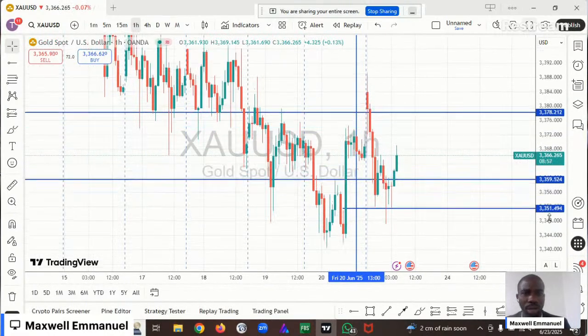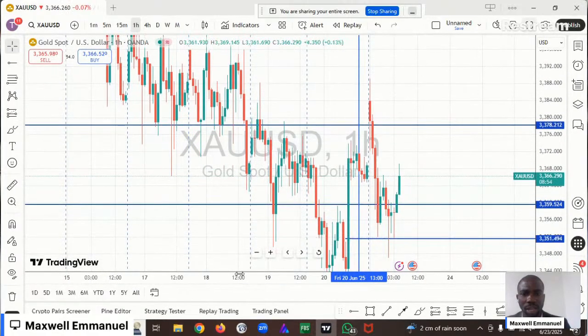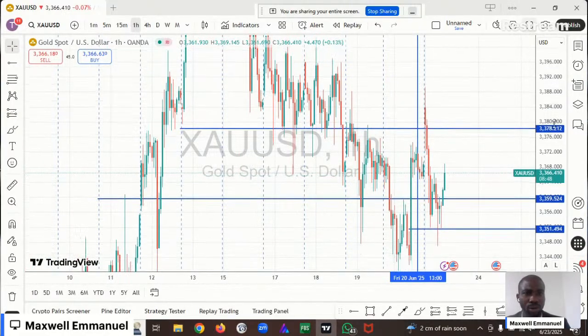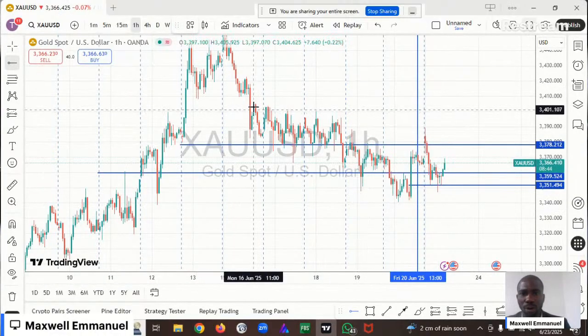I expect gold to come and clear all the liquidity residing at these previous highs. That's my expectation for gold this week. Okay, that's my expectation on gold this week. Gold is going to come for all these highs.